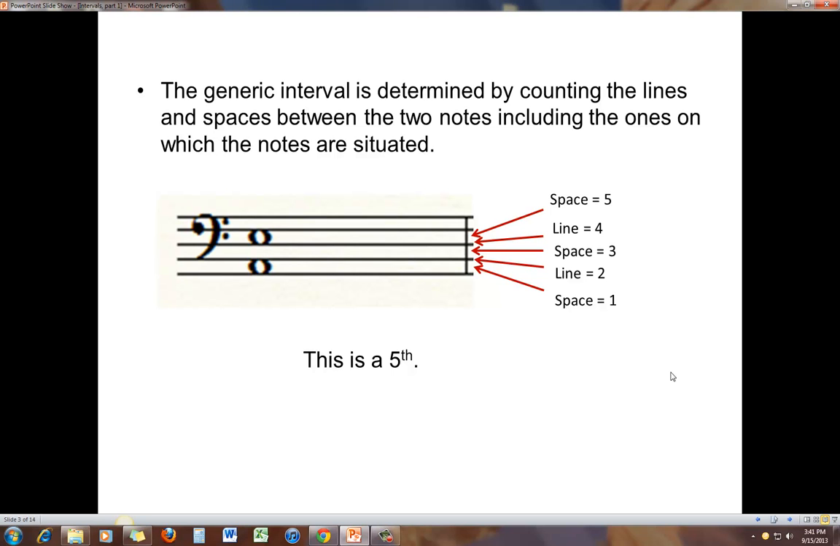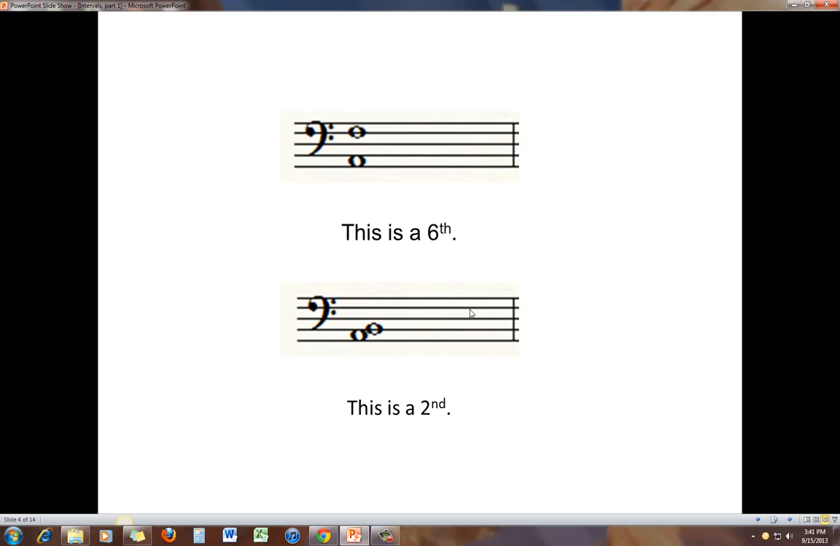The generic interval is determined by counting the lines and spaces between the 2 notes, including the ones on which the notes are situated. So here we have 1, 2, 3, 4, 5, or a fifth. In this example, 1, 2, 3, 4, 5, 6, this is a sixth, and 1, 2, this is a second.